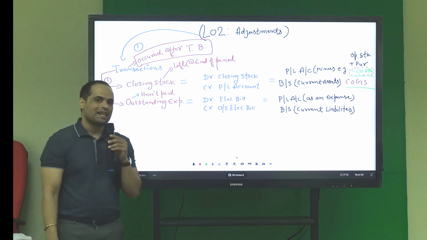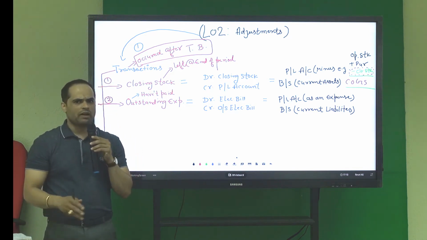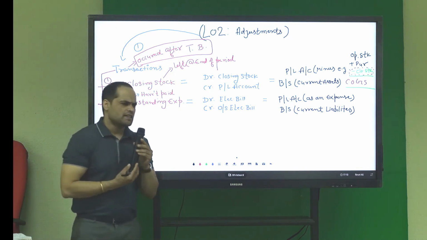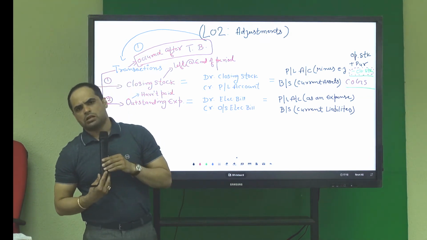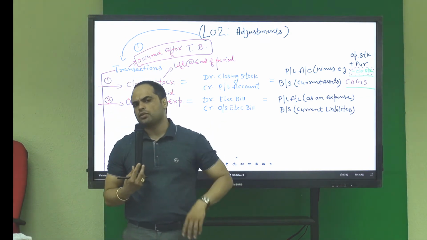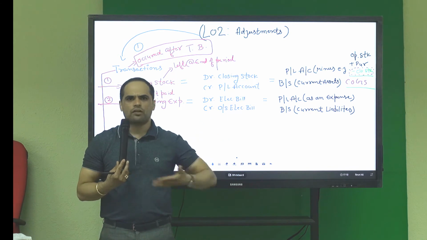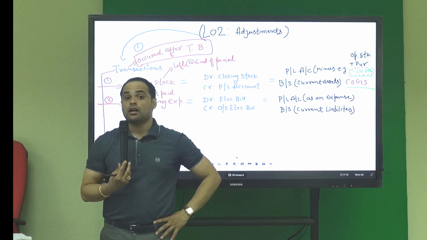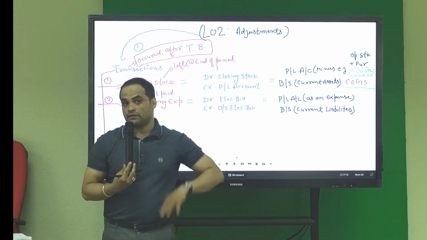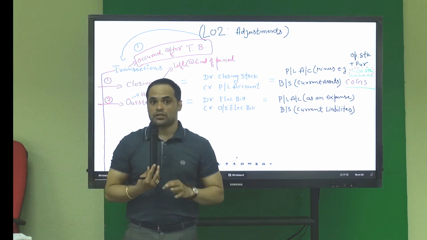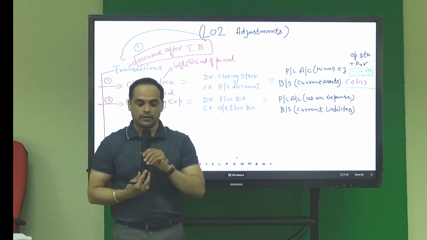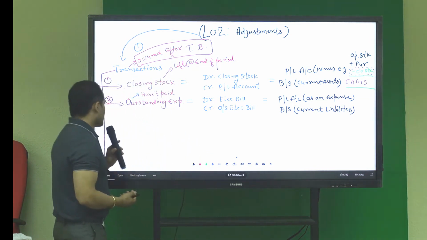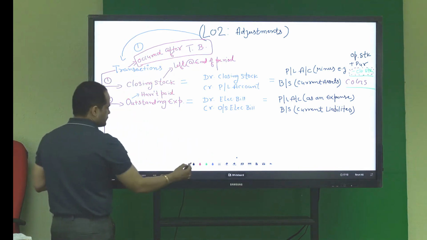So remember, an outstanding expense, no matter if it's electricity bills, rent, interest, wages or salary, no matter what kind of expense it is, is treated as a current liability if it's outstanding, which means you haven't paid it. Right? Next, third.